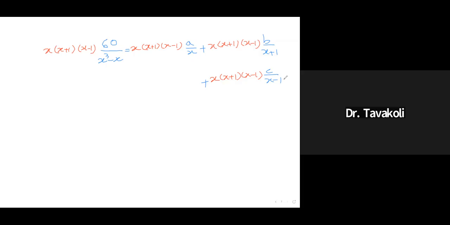Now let's simplify as much as possible. On the left side, our job is quite simple because all of these cancel out. They are the same thing. On the right side, that product times A over x, x and x cancel out. The next term, x + 1 and x + 1 cancel out. And the last term, x − 1 and x − 1 cancel out. So let's see what we have. On the left side, you only have 60.